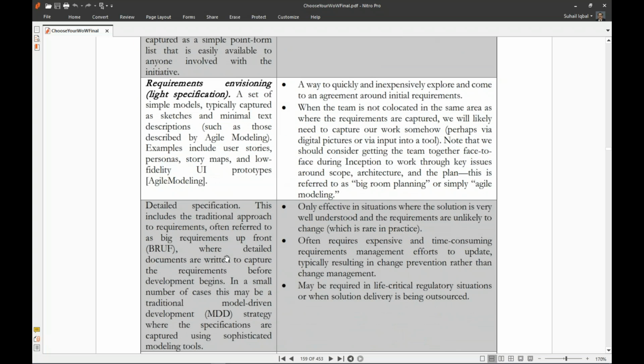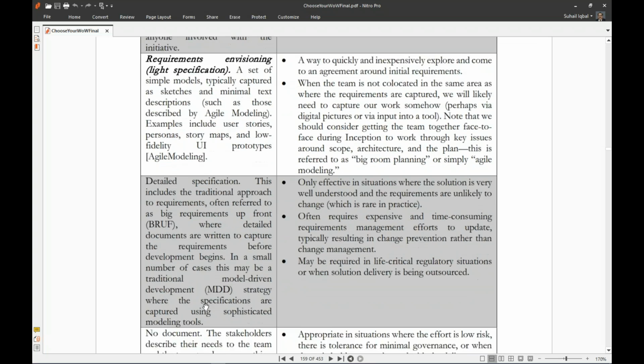Here are requirements envisioning, the light specifications, a set of simple models typically captured as sketches and minimal descriptions. Only effective and sufficient where the solution is very well understood and the requirements are unlikely to change, which is rare in practice. May be required in life critical regulatory situations, but this is not really very feasible.